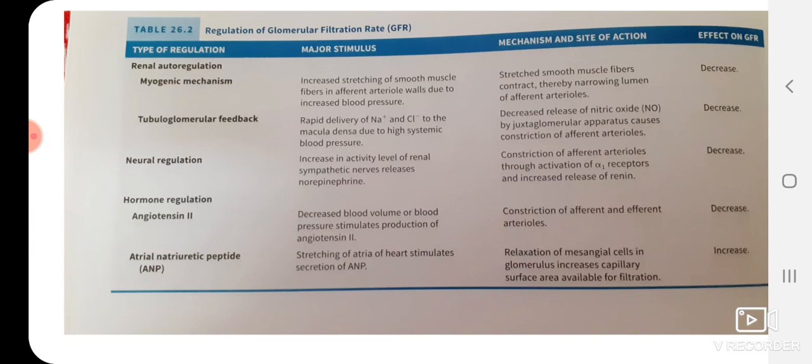And next is the neural regulation. The major stimulus is produced by the sympathetic nerves that release norepinephrine, and norepinephrine acts on the alpha receptor of the afferent arteriole and increases the release of renin, and by the increase of renin, that contracts the afferent arteriole and decreases the glomerular filtration rate by decreasing the blood flow in the afferent artery. So this is all about the neural regulation.